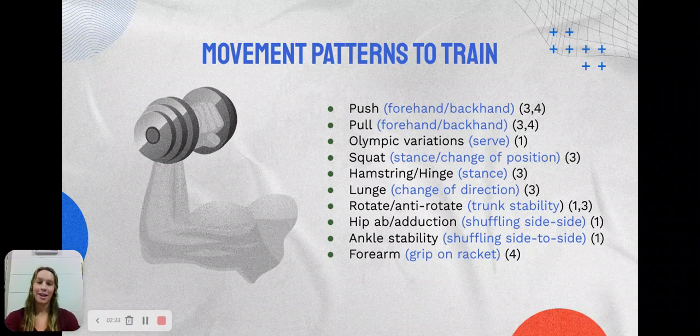I will use rotate and anti-rotate exercises such as the Pallof press series to work on trunk stability, especially since tennis players rotate through their hit when they're using the ground strokes. And I will use ankle stability as a prehab to prevent, hopefully, inverting that ankle and spraining those ligaments. And I will also use forearm exercises such as forearm rolls on a barbell to better enhance the tennis player's grip on the racket.